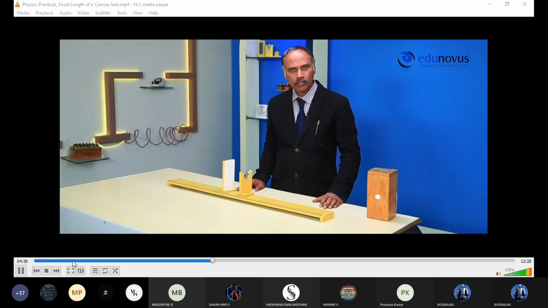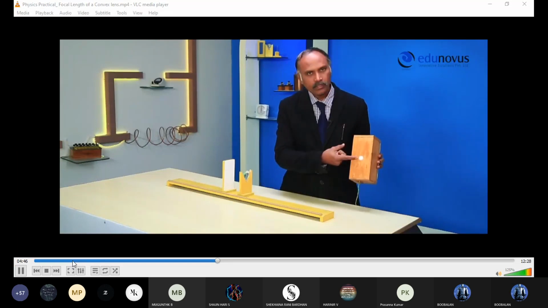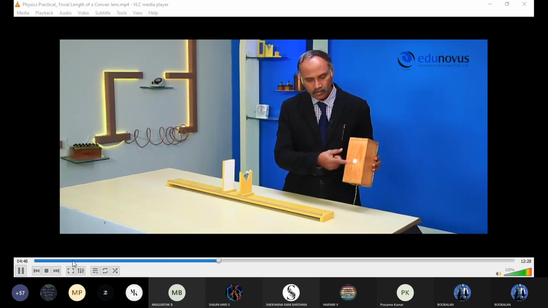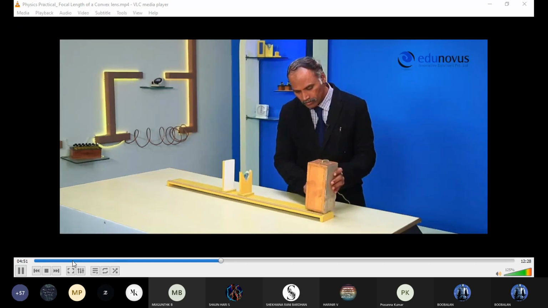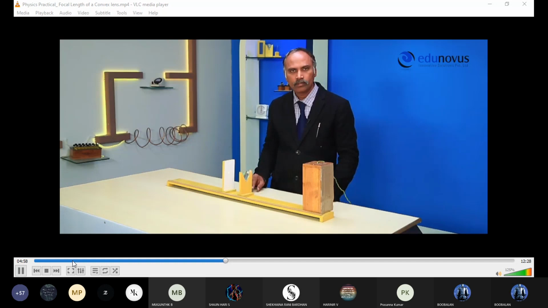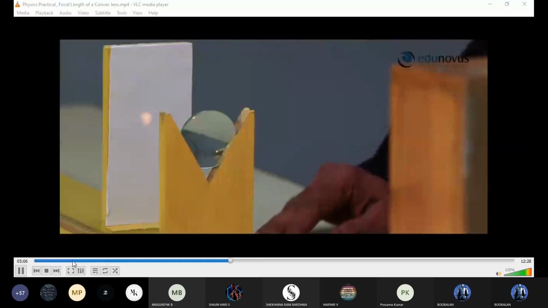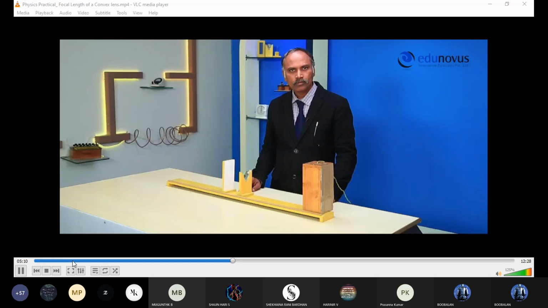Now, we will determine the focal length of the convex lens by the UV method. Here, illuminated cross wires act as an object. Place the object on the optical bench in such a way that the lens is in between the object and the screen. Now, we adjust the positions of the lens and the screen until we obtain a sharp image of the object on the screen. So, let us adjust the positions of the lens and the screen.